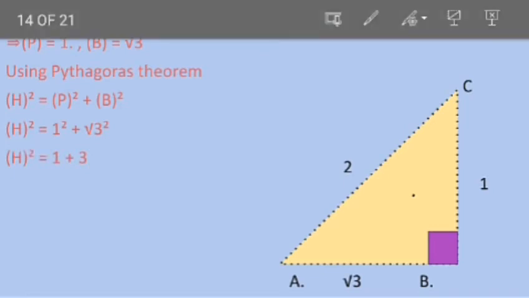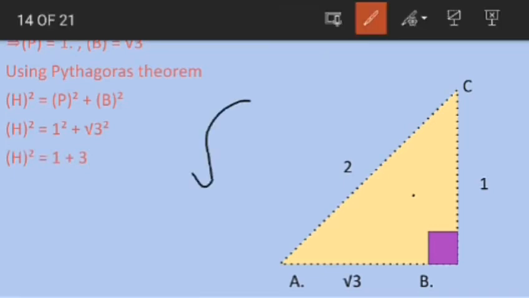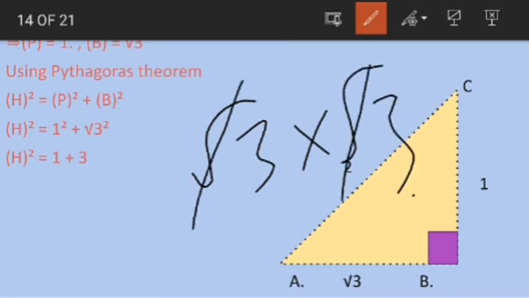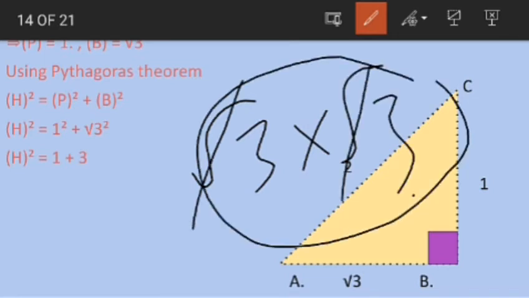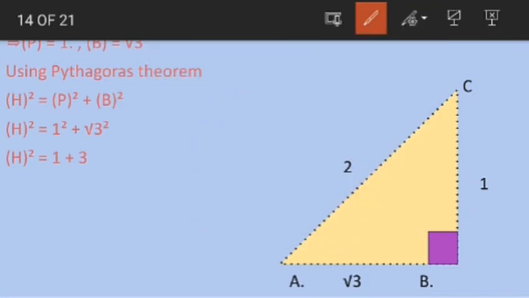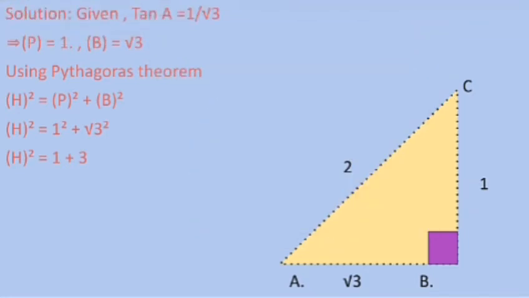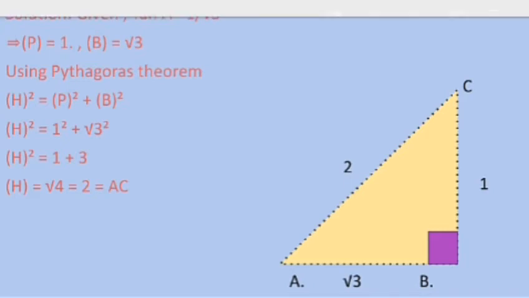As I mentioned earlier, when you multiply root 3 two times, the root gets cancelled out, and we are left with 3. Okay, class. So the root 3 square is going to be 3, and the square of 1 is also going to be 1. So it is going to be h equals root 4, and the root of 4 is going to be 2, that is AC.